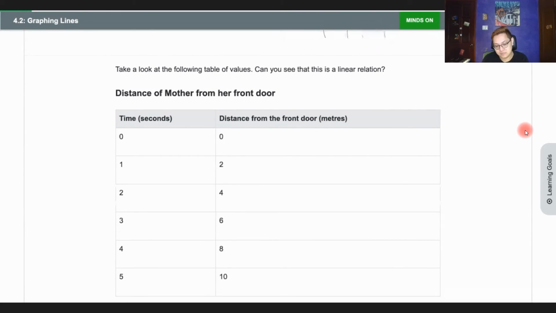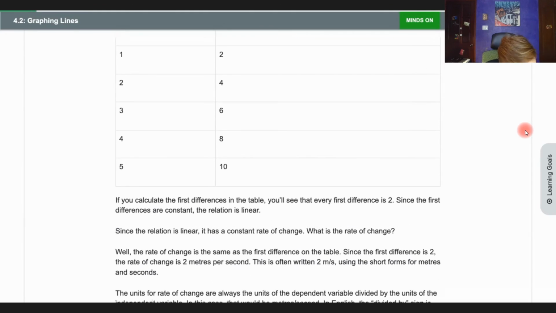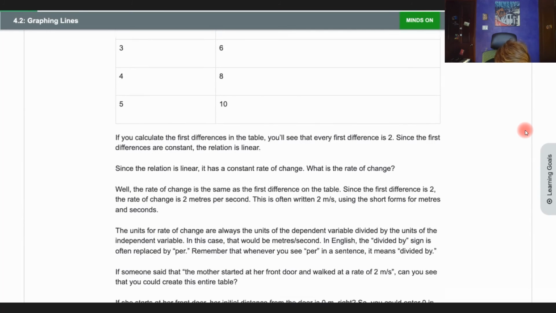This is the distance of the mother from her front door. So at 1 second it is 2 meters, at 2 seconds it is 4 meters, and at 5 seconds it is 10 meters. If you calculate the first difference in the table, you see that every first difference is 2. Since the first differences are constant, the relation is linear. Since the relation is linear, it has a constant rate of change.